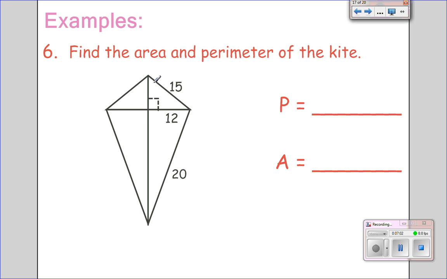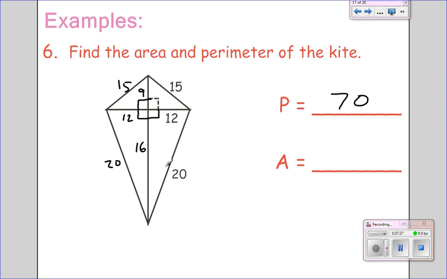So here we have our kite. We have right angles all in the middle. So we need to use the Pythagorean theorem to find our missing pieces. So 3, 4, 5 makes this 9, 12 because they're congruent, and 15 because they're congruent. 20. Then you do the Pythagorean theorem again, or you see it's a 3, 4, 5, and you get 16. So the perimeter will be 15 plus 15 plus 20 plus 20, which is 70.